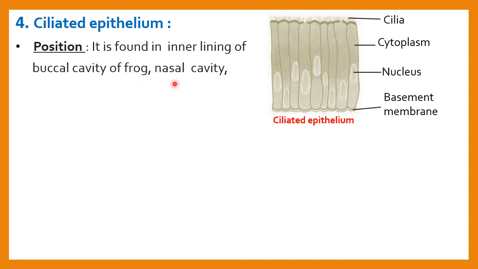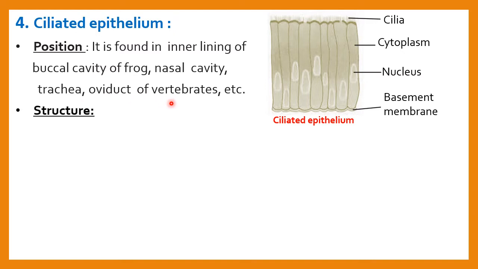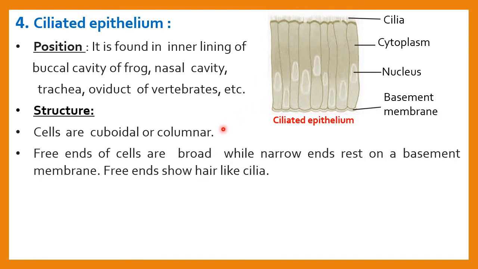It is found in the nasal cavity. It is found in the trachea, part of the respiratory system. It is found even in the oviduct of vertebrates. What is the structure? Here the cells are cuboidal or columnar. Means cells are either columnar in shape or they may be cuboidal in shape.